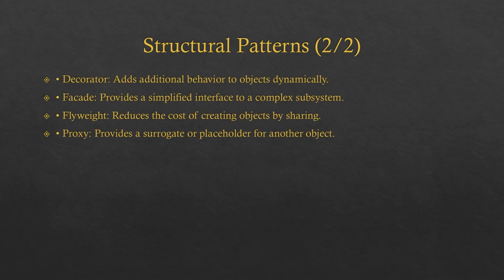The decorator pattern adds behavior to objects dynamically without altering their structure. The facade pattern provides a simplified interface to a complex subsystem, and the flyweight pattern reduces memory usage by sharing objects. Finally, the proxy pattern provides a surrogate or placeholder for another object.